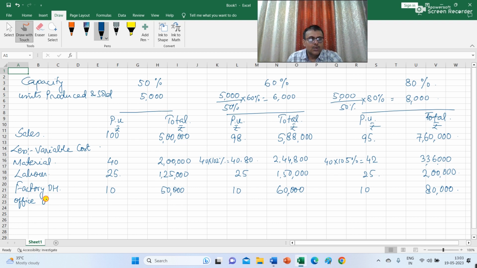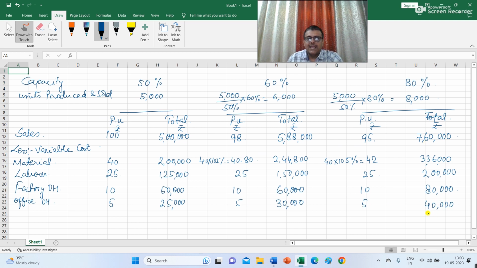The next element of variable cost is your office overhead. It is given that total office overhead is rupees 10 per unit at 50% capacity, out of which rupees 5 is variable. So I am writing here rupees 5. 5 multiplied with 5,000 is 25,000. Then 5 multiplied with 6,000 is 30,000. And 5 multiplied with 8,000 is 40,000.